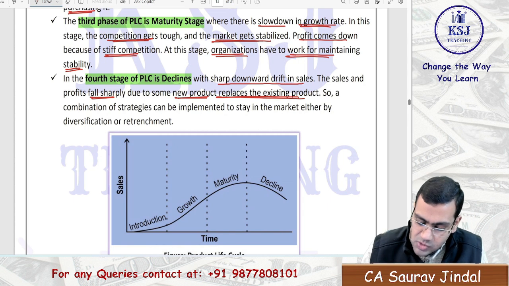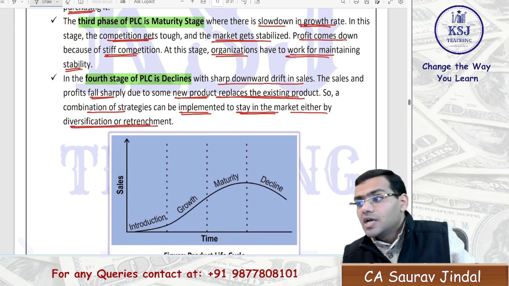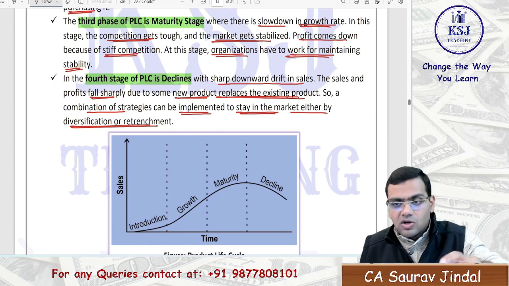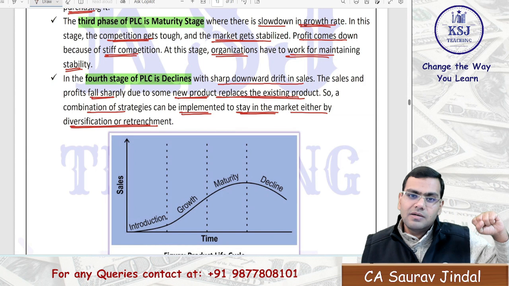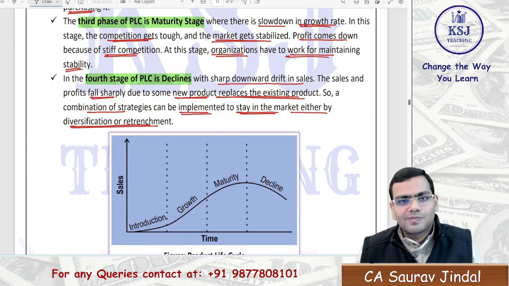Clear? So a combination of strategies can be implemented to stay in the market, either by diversification or retrenchment. Diversification is you make some other products also. Retrenchment is what? You withdraw the product from the market, do some R&D, do some innovation, come up with something new.